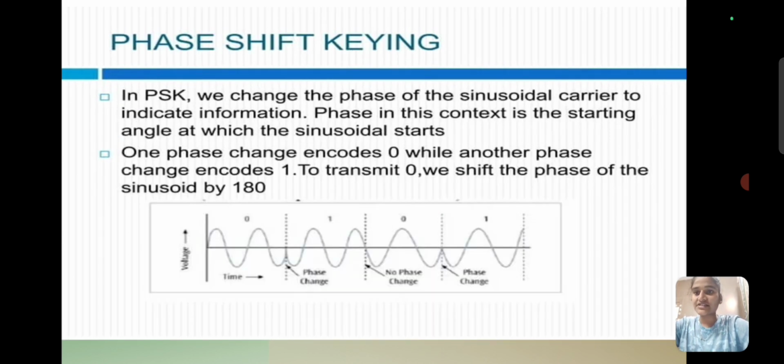Next one is phase shift keying. This is nothing but PSK. Here we change the phase of the sinusoidal carrier to indicate information. Phase in this context is the starting angle at which the sinusoid starts. One phase change encodes 0 while another phase change encodes 1. To transmit 0, we shift the phase of the sinusoid by 180 degrees. Here you can see the image of PSK.